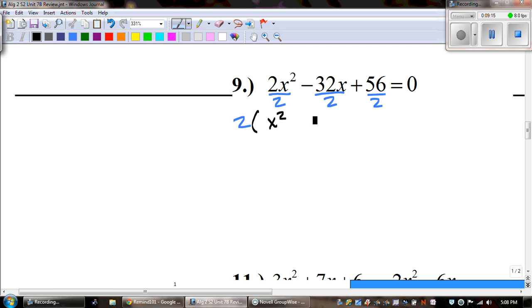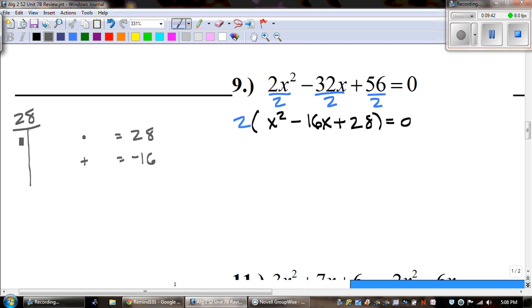And then we're left with x squared minus what? Well, 32 divided by 2. Yeah, 16. And 56 divided by 2 is 28. And we're going to set that equal to 0. So I want numbers that multiply to get to 28 and add to negative 16. And if you don't know that, come up with your list. 1 and 28, 2 and 14, 4 and 7.